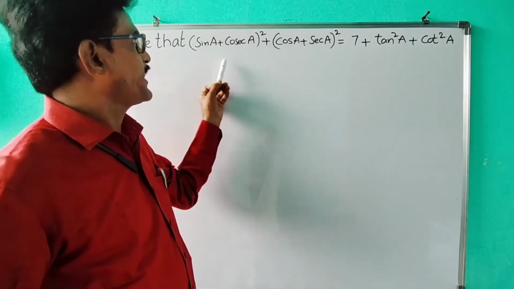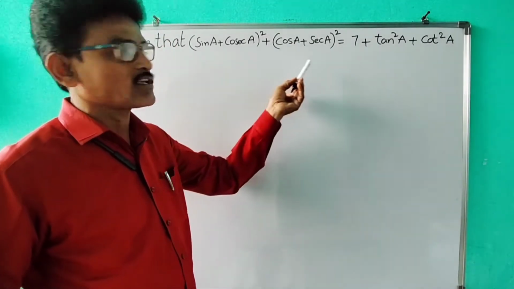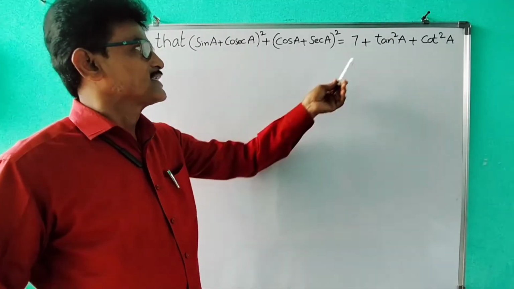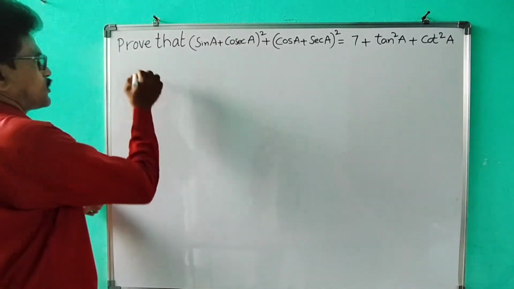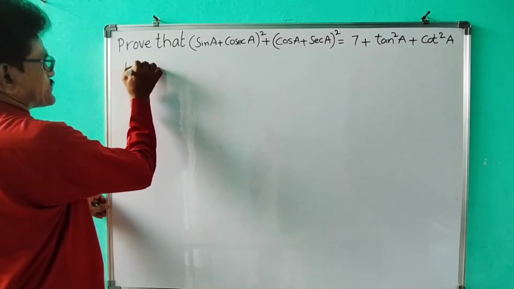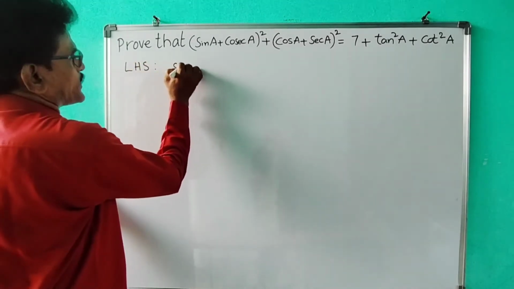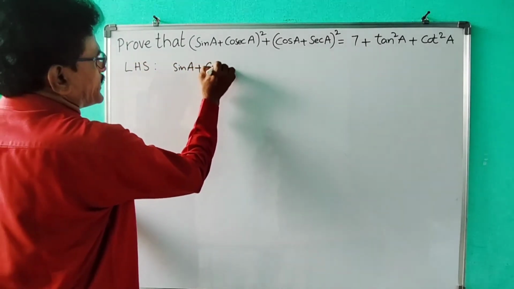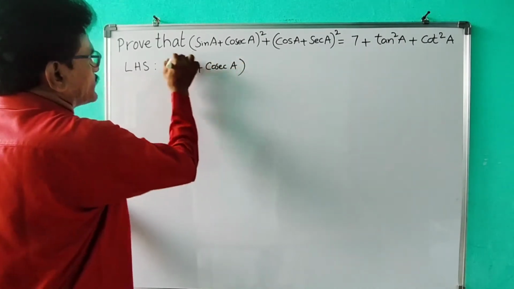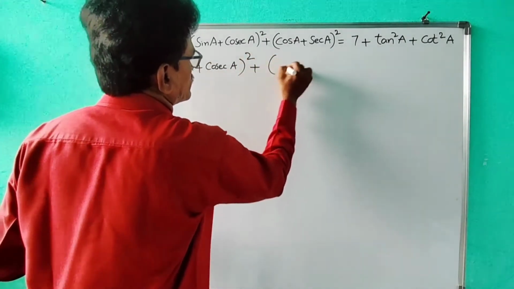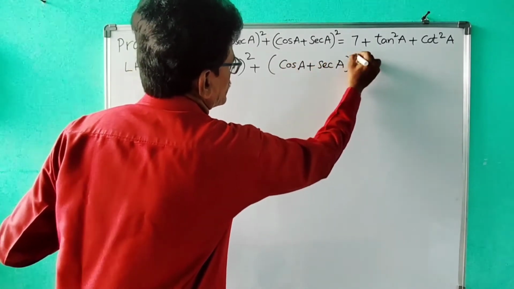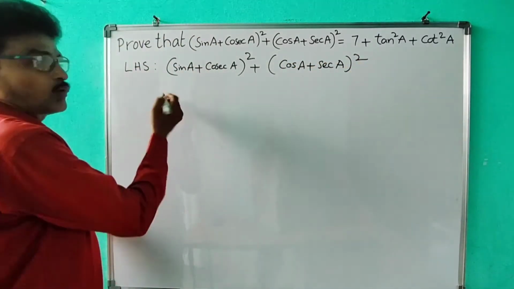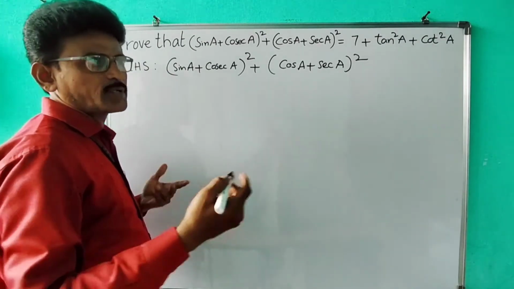Prove that (sin A plus cosecant A) whole square plus (cos A plus secant A) whole square equals 7 plus tan square A plus cot square A. So here also we will start from LHS. What is LHS? (Sin A plus cosecant A) whole square. This is A plus B whole square style. Now (cos A plus secant A) whole square, this is also A plus B whole square. What is A plus B whole square? A square plus B square plus 2AB.